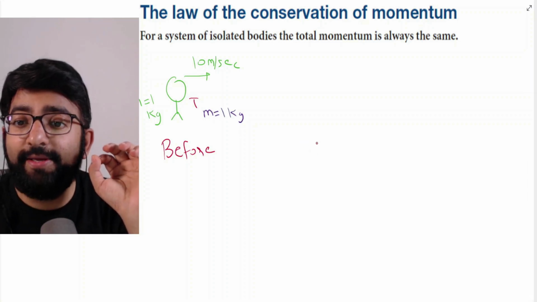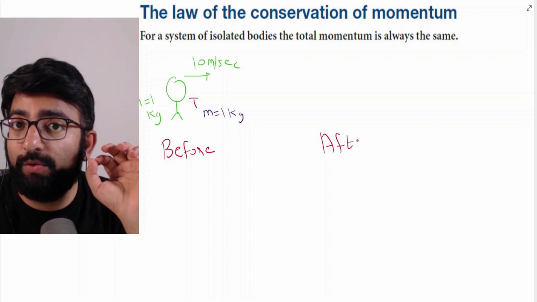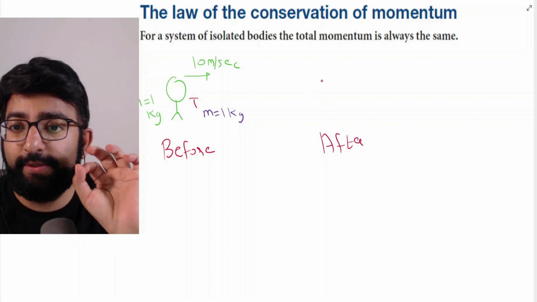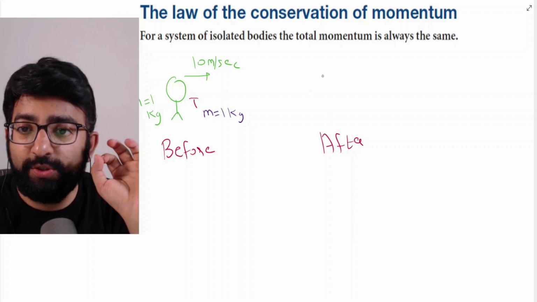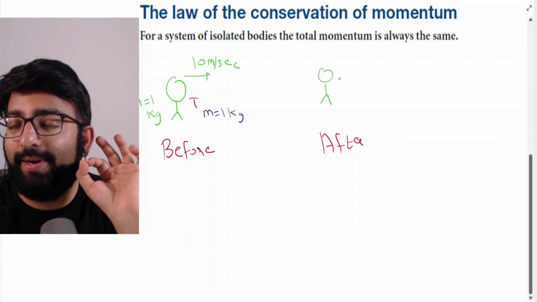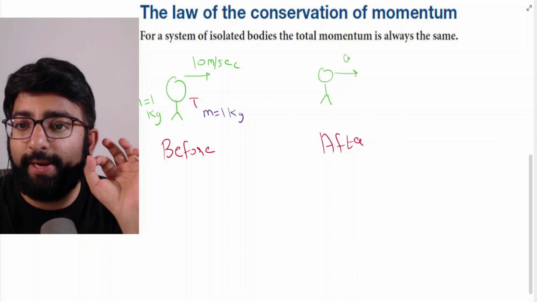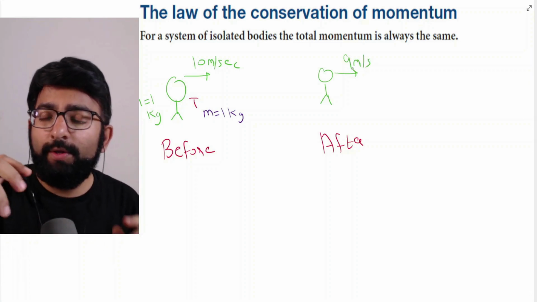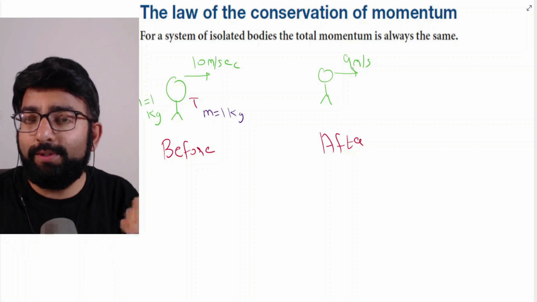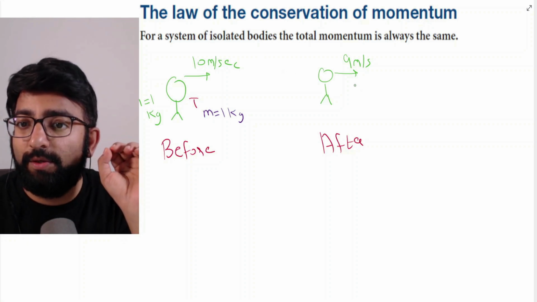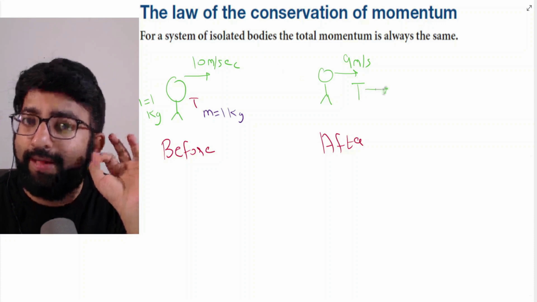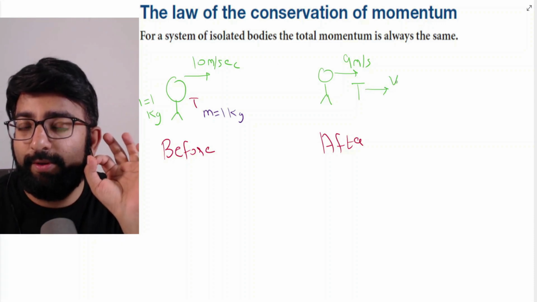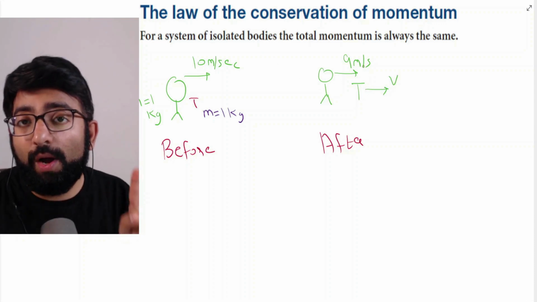Now let us analyze the after case. After the tool is thrown away by the astronaut. So let's draw. The astronaut will still be moving with, let's say, a reduced speed of 9 meters per second. So let's say the tool has been thrown forward. So the astronaut will be moving with a slower speed. On the other hand, the tool, since it is thrown ahead, let's say it travels with a speed of v. So v is the speed of the tool afterwards.